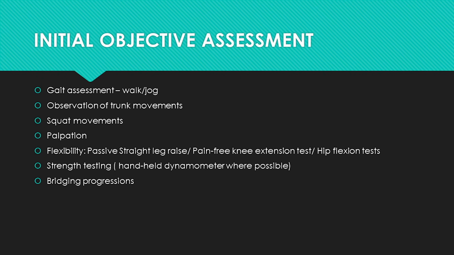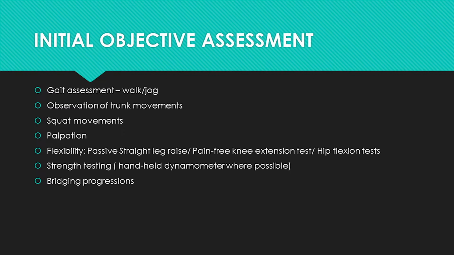So if we jump into the objective assessment, there's so many different things we can measure. Essentially, we want to measure gait. Can they walk? Can they jog? That tells us so much about prognosis and how they're moving. Really have a good look at that. The observation of trunk movements, squat movements, a really great analysis of lower limb function.